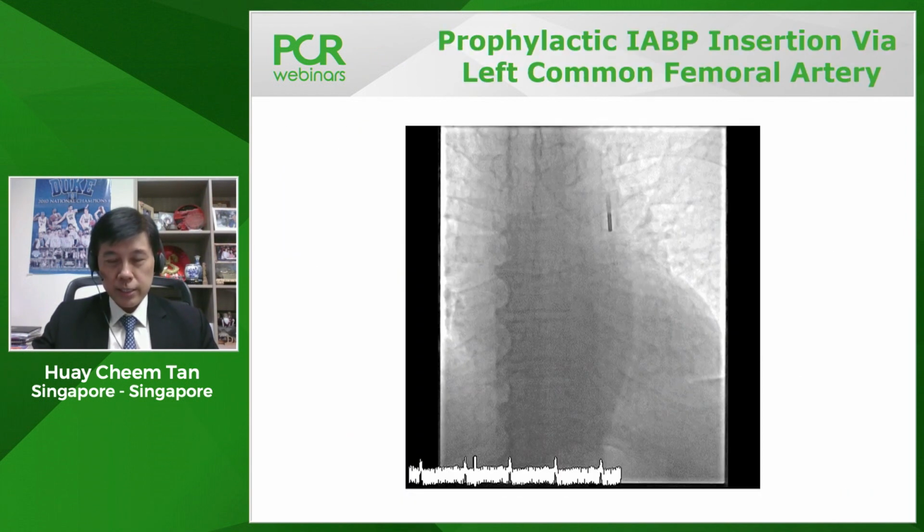And so like the previous case, I also put in an IBP because this patient has got a severely impaired LV function. And I just don't think that I want to risk any sort of hemodynamic compromise during the entire procedure. And so I went by the common femoral artery so that I can use a 7 French guiding catheter.